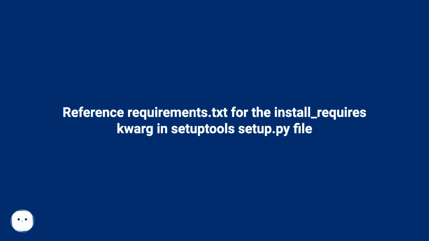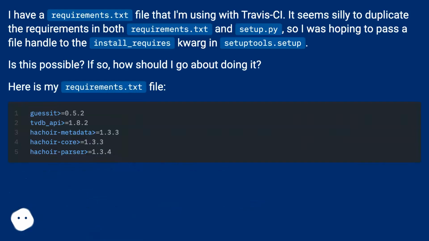Reference requirements.txt for the install_requires kwarg in setuptools setup.py file. I have a requirements.txt file that I am using with Travis CI. It seems silly to duplicate the requirements in both requirements.txt and setup.py, so I was hoping to pass a file handle to the install_requires kwarg in setuptools.setup. Is this possible? If so, how should I go about doing it?